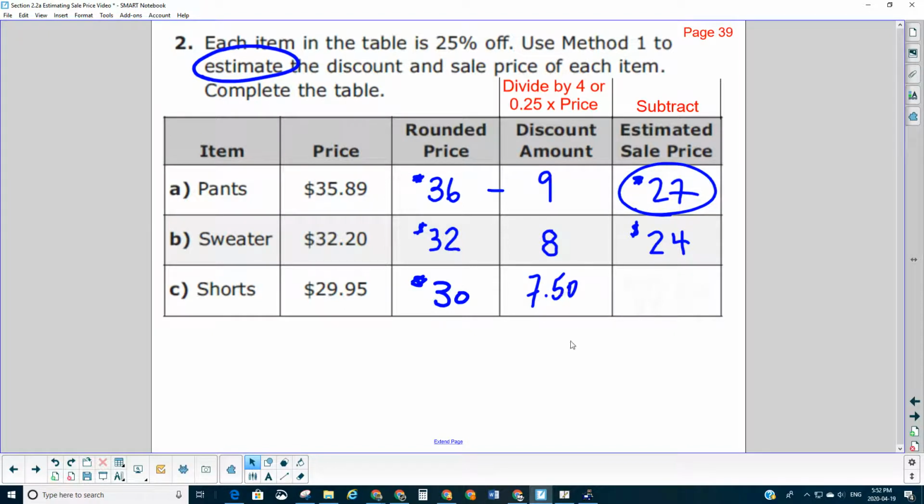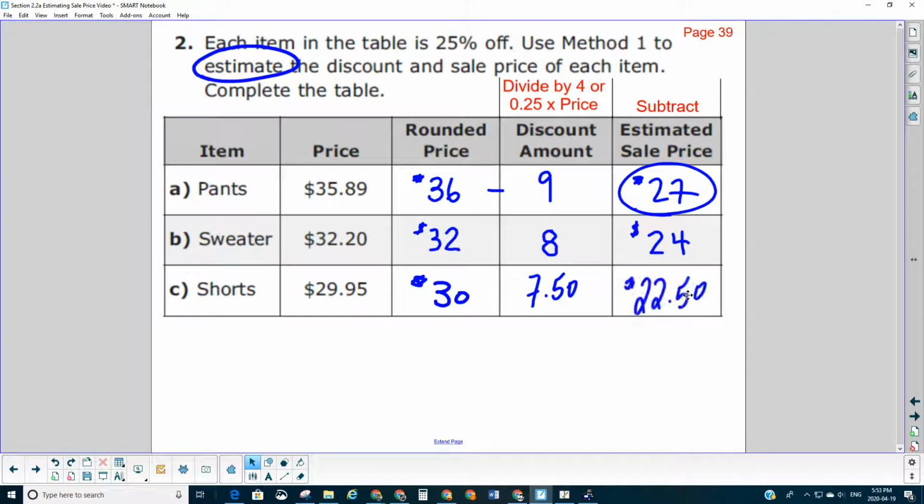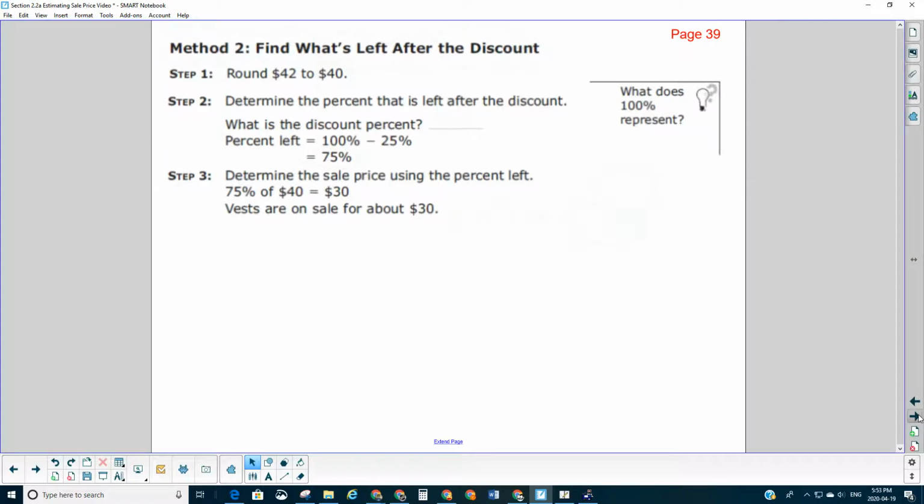And if we subtract that, 30 minus 7.50, we get that off the price. And that means the estimated price of these shorts that are on sale is $22.50. Okay, so that's how method 1 is for estimating the sale price of items. You're now actually going to go back up and we're going to look at method 2. Okay, so it's right above it, still on page 39.